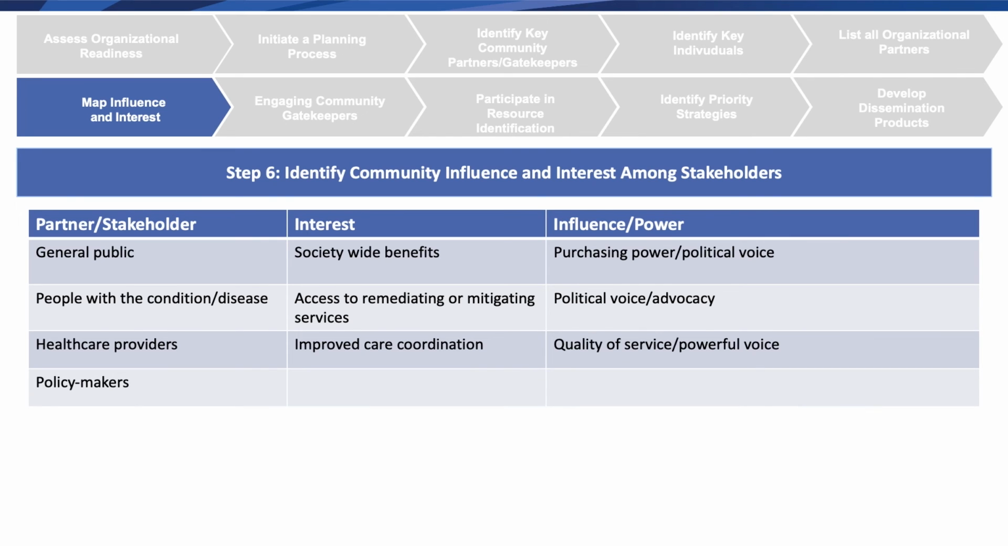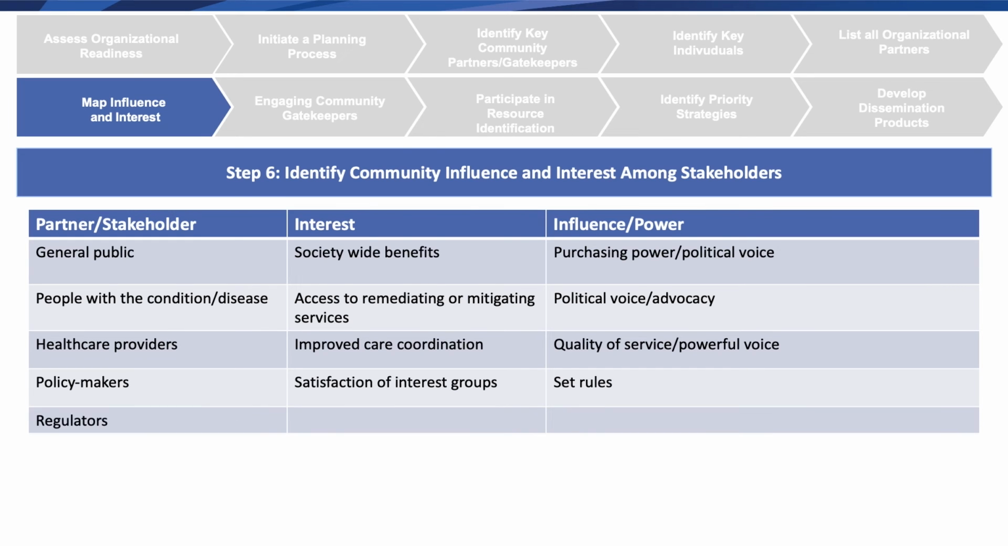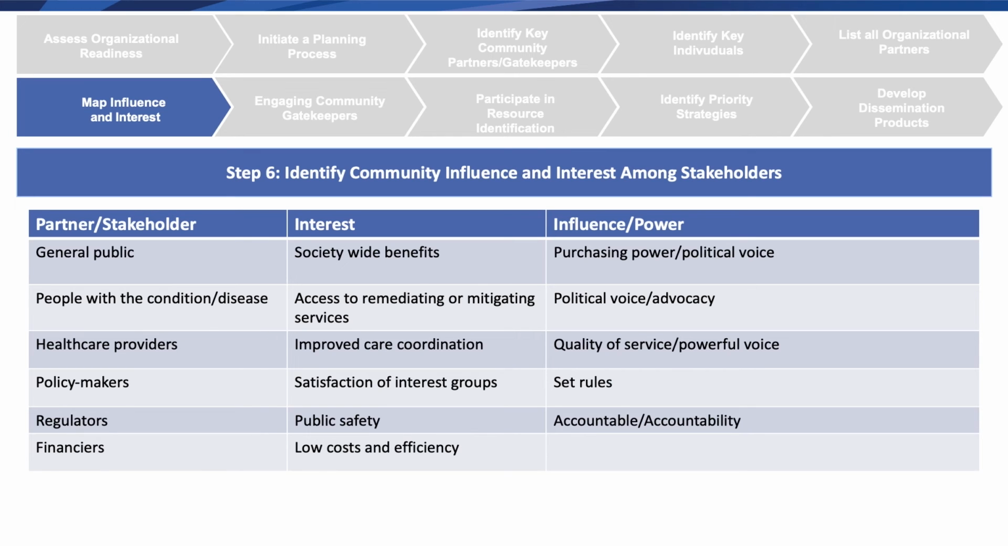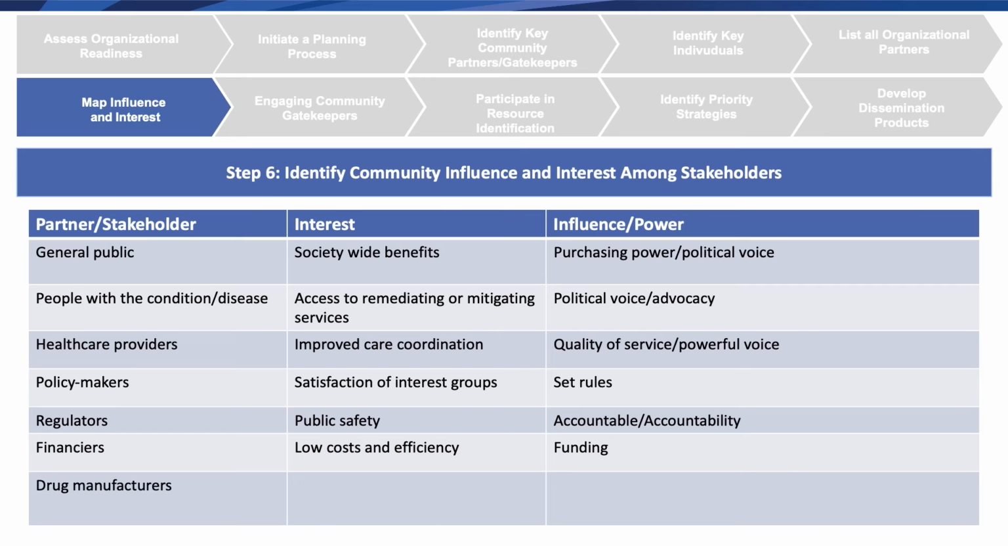Policymakers want to make sure that the interest groups, like the people with the disease or condition, are satisfied with what's going on. And their power is in their ability to set rules for how this stuff is going to be implemented. Regulators are interested in public safety, and they also are accountable to the policymakers and the general public. And they hold accountable the people that they fund. Financiers are interested in low cost and efficiency, and their power is related to funding. Drug manufacturers are interested in profits, sales, and devices or drugs, and their influence and power is related to access to goods.